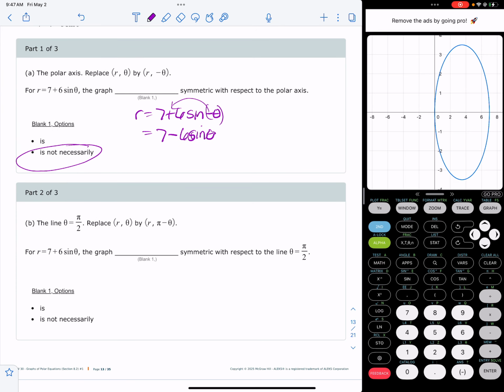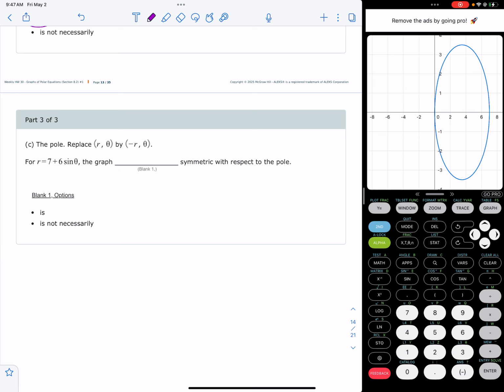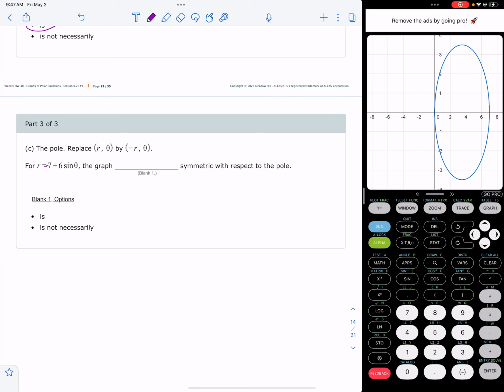Now for this one, there's no number in front here like there was on the problem before. So we can use those rules, and 180 minus theta is the same as just sine theta. They match, so it is. And then this one, obviously, you're going to have a negative here and a negative here, so that'd be a no.